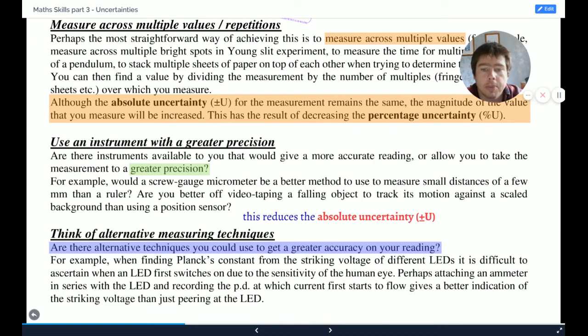So again, another experiment that we've missed due to COVID-19 is finding Planck's constant from a series of different coloured LEDs. So what we were trying to do there was, we did talk about it, find the striking voltage, so the voltage at which the LED first lights up, and if we can mitigate the light in the background, so use a little tube or turn the lights down in the lab, it's a lot easier to see that LED turn on. So just refining our techniques.